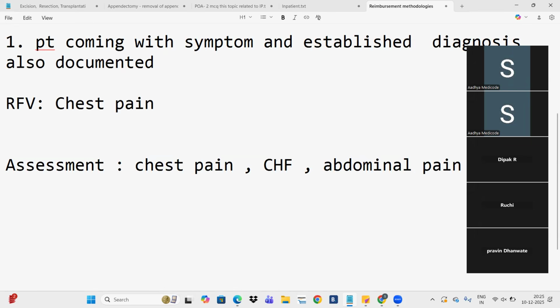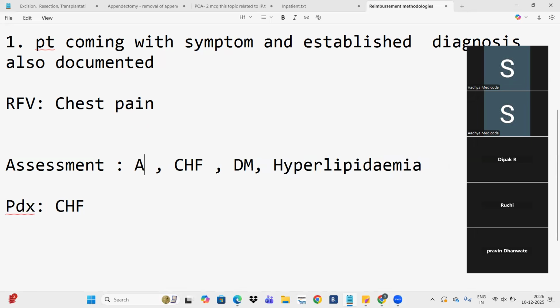Suppose the patient comes with chest pain, and in the assessment they documented CHF, DM, hyperlipidemia also. How do we need to code? CHF should be PDX, and DM and hyperlipidemia should be SDX. We give CHF, and the remaining conditions should be SDX. Clear?